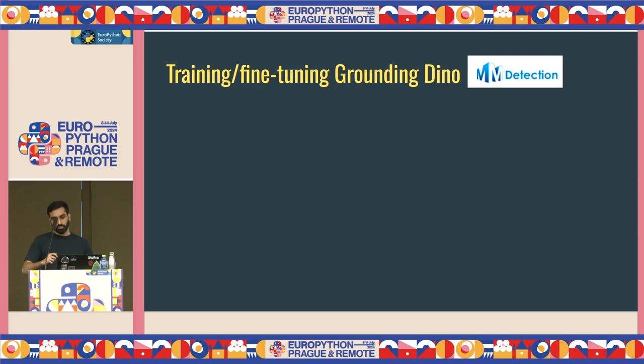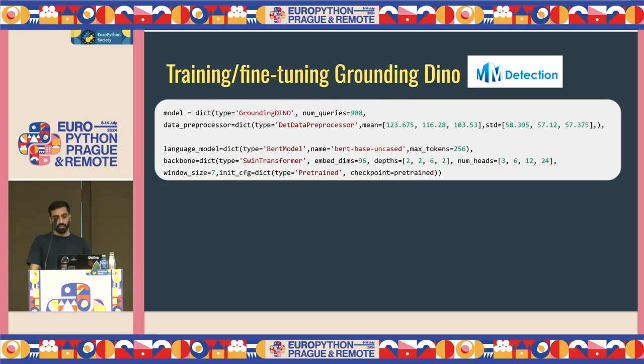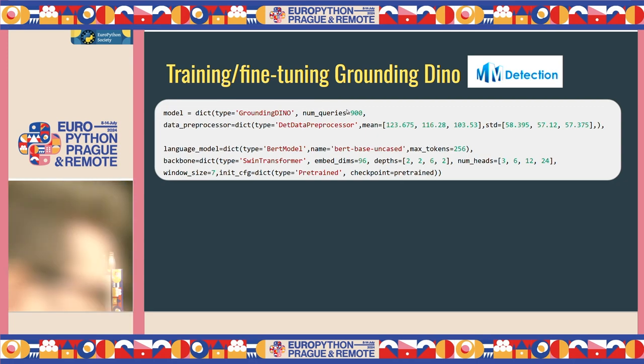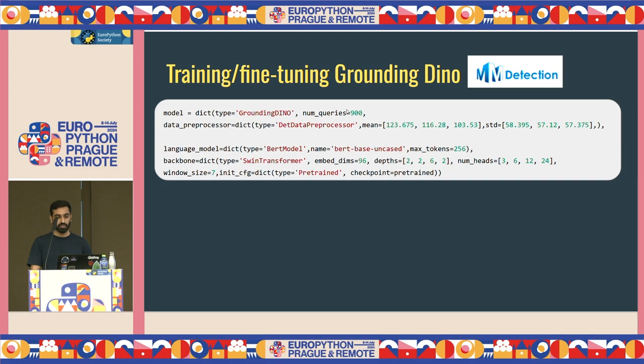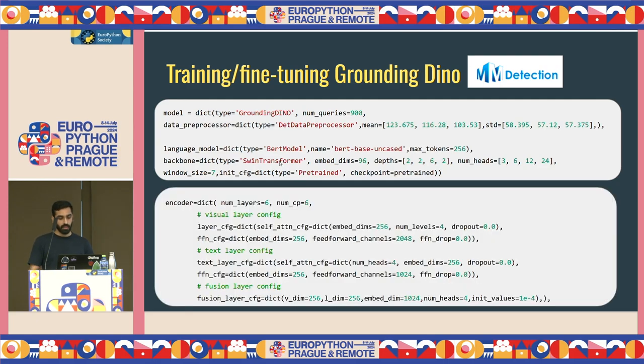So we can use the MMDetection library in order to fine-tune this model. Now we just have to create a config file where we can provide the type of model we want. Here we are passing the number of queries, which is 900 in this case, which were used for the decoder. And after that, we are passing the preprocessor, which will be used for processing the images. And then we are passing the BERT model and Swin Transformer, which are our encoder models.